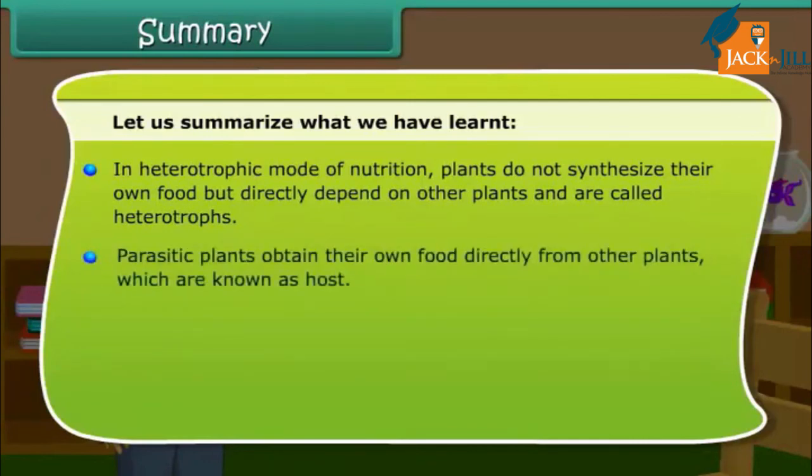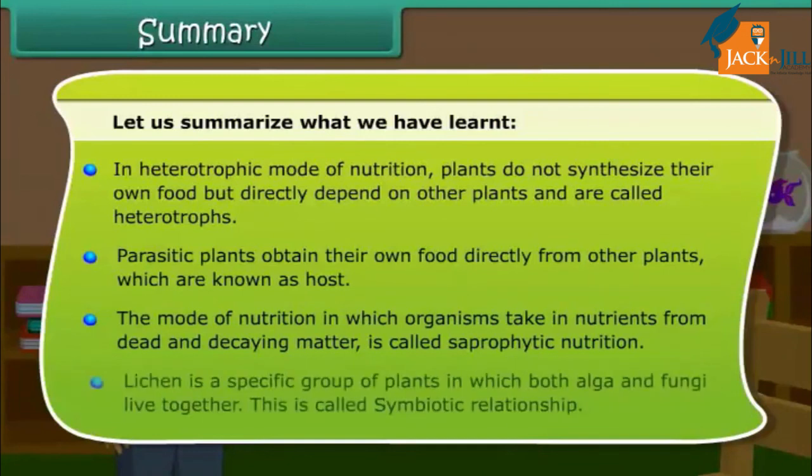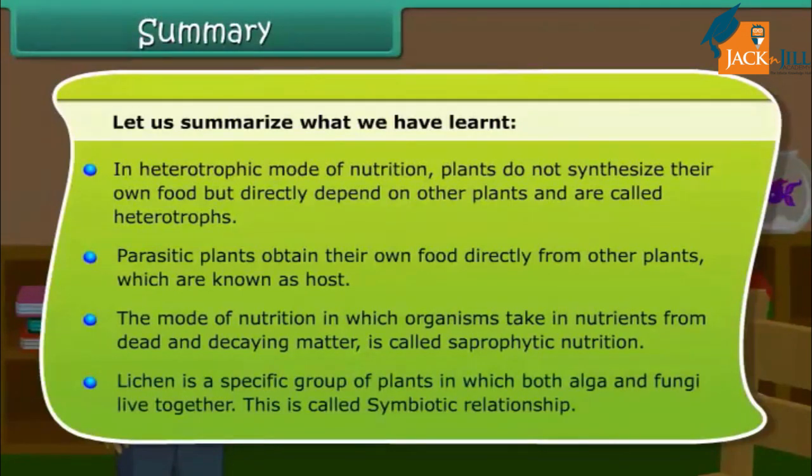Parasitic plants obtain their food directly from other plants, which are known as host. The mode of nutrition in which organisms take in nutrients from dead and decaying matter is called saprophytic nutrition. Lichen is a specific group of plants in which both algae and fungi live together. This is called symbiotic relationship.